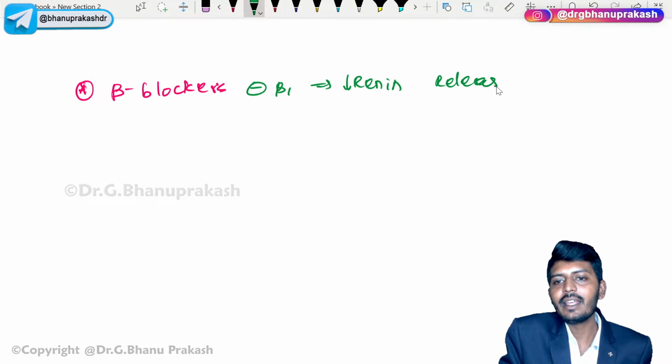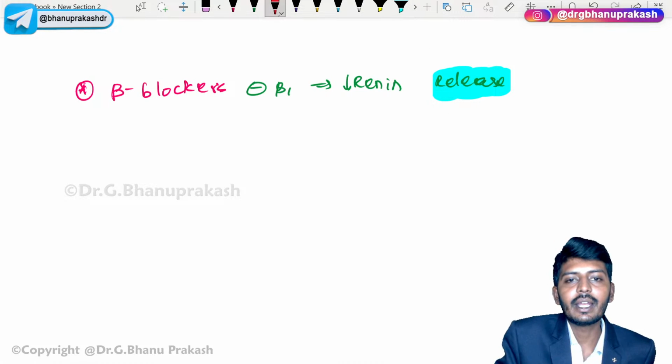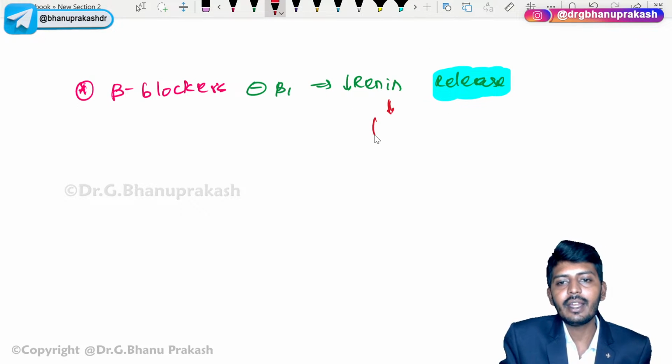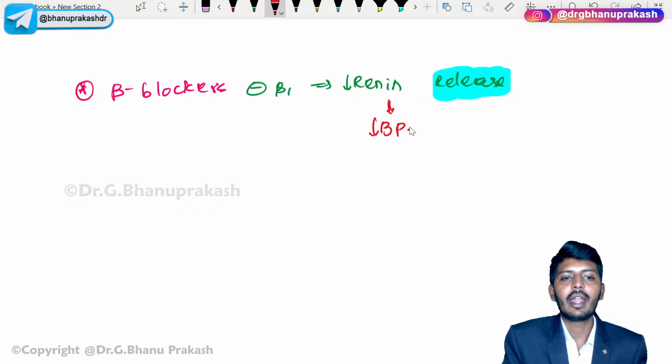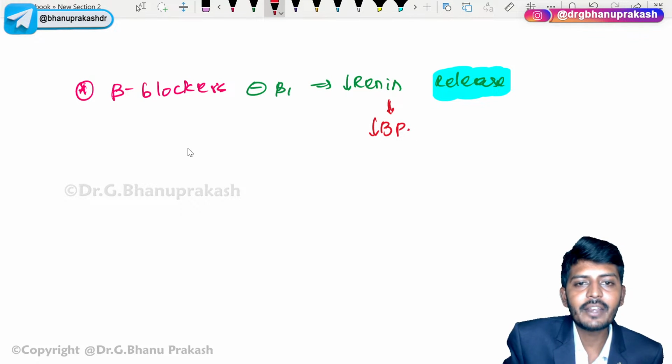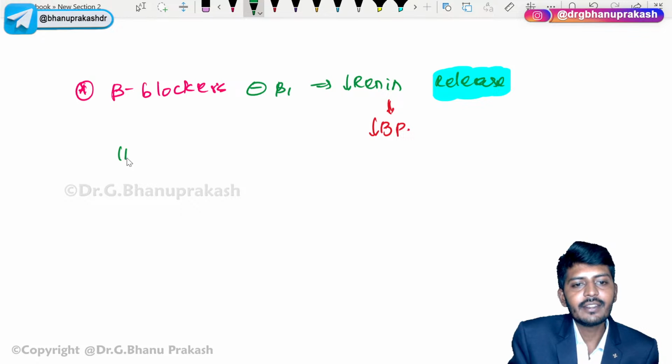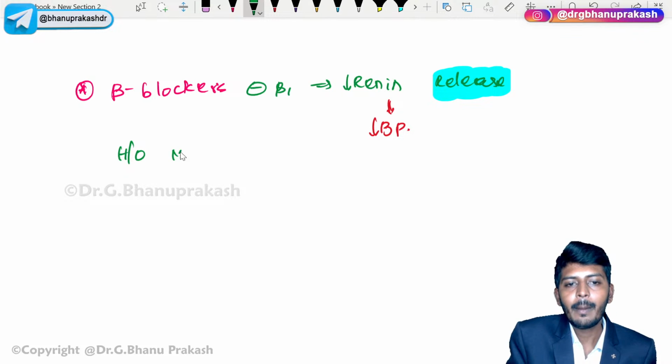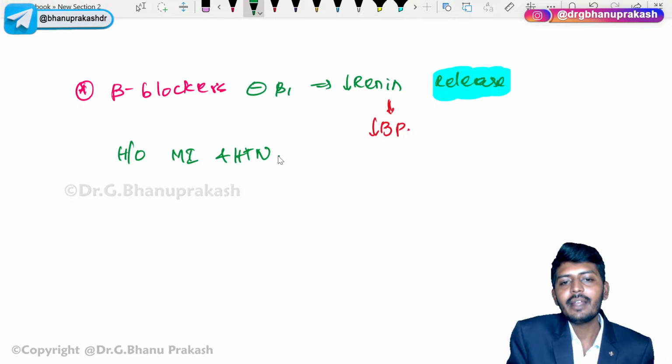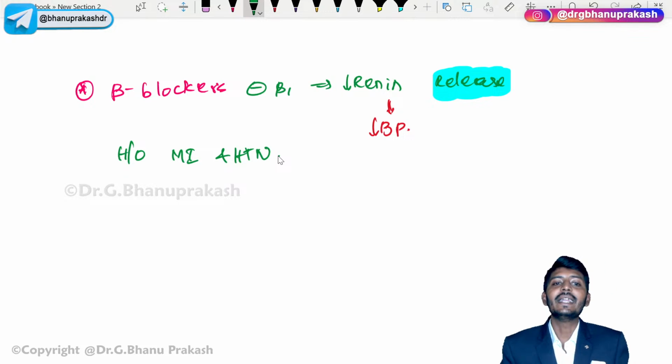So if there is a decrease of renin release, the keyword here is decrease the renin release, automatically the RAS system will not get activated. That will decrease the blood pressure. So where can we use them? A patient who has a previous history of MI, myocardial infarction, and hypertension, the best drugs you can use are beta blockers.